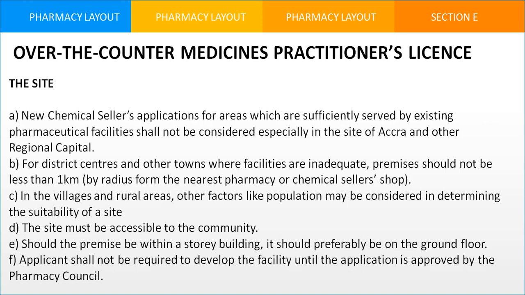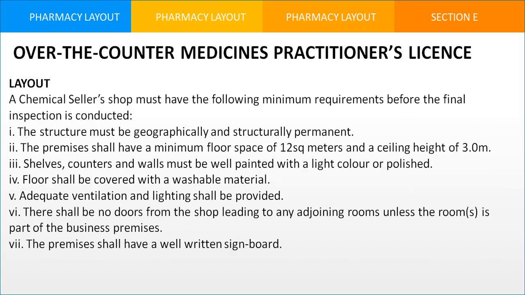And the applicant shall not be required, and here the word is shall not be required, to develop the premises. So assuming you just get a shop and let the landlord know you want to open it as a chemical shop, you don't have to do anything in the shop. You have to come and pick a form from the Pharmacy Council. After picking the form, you apply. Then the Pharmacy Council comes and inspects it. If the facility is okay, then you can equip and furnish the shop. There are times that the Pharmacy Council comes and says the shop is not appropriate. If you have given your money to the landlord, it will be very hard. So applicants shall not be required to develop it until the application is approved by the Pharmacy Council.